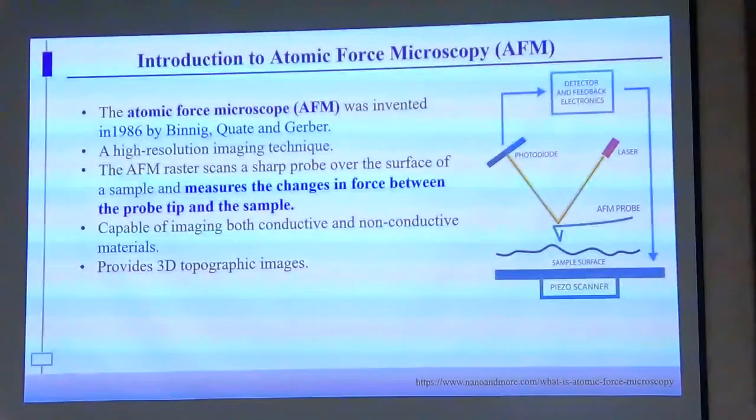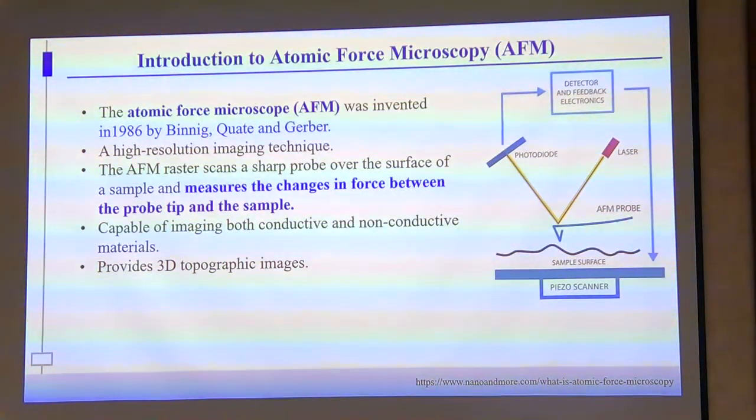The basic idea of AFM was developed in 1986 by Binnig and Gerber. They invented AFM. It provides very high resolution images. And when I say high resolution image, I mean you are able to image a single wall carbon nanotube. And the diameter of a single wall carbon nanotube is just around 2 to 3 nanometers. So you can do that with an atomic force microscope.